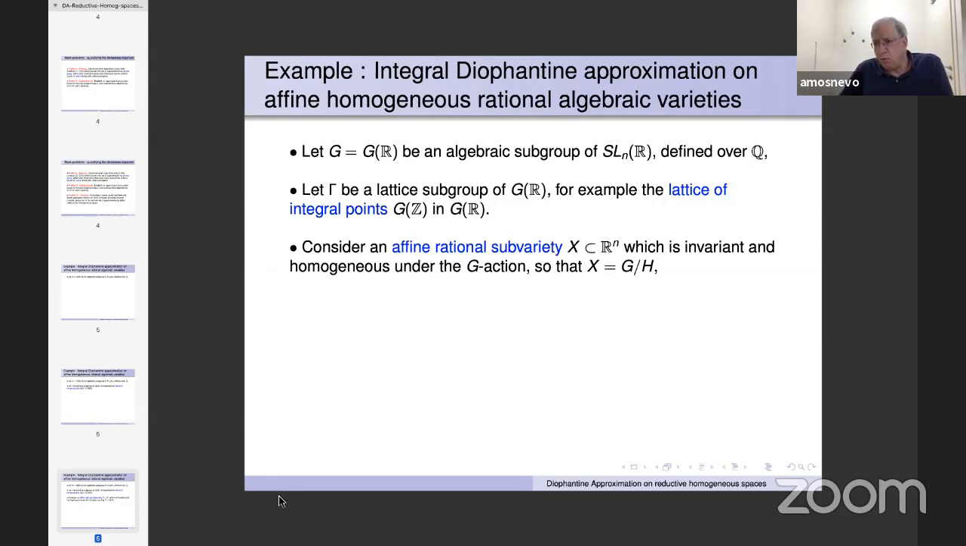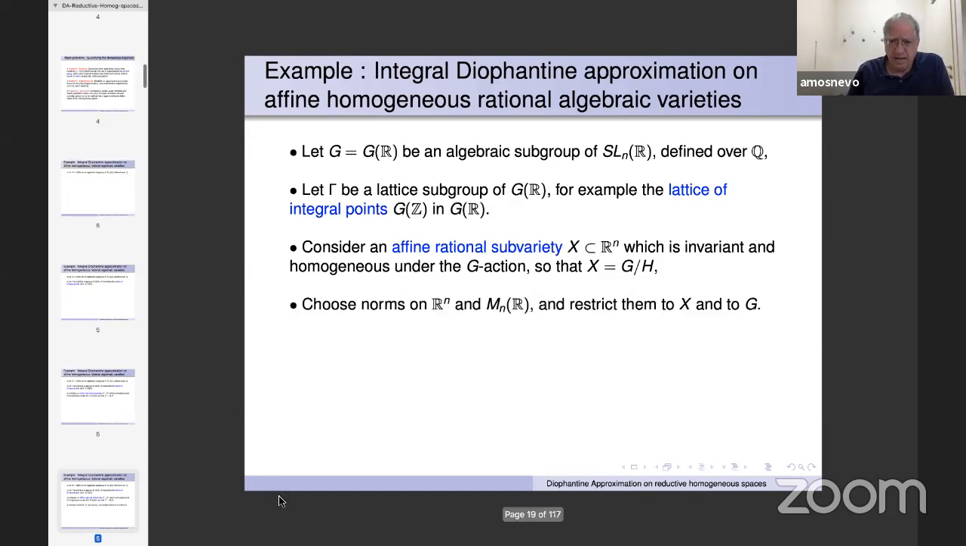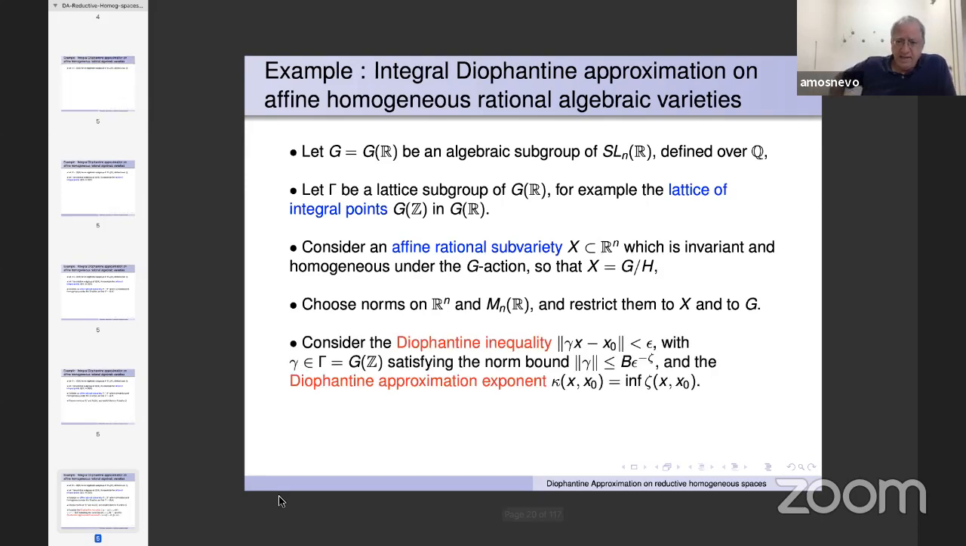Let's say G is unimodular, H is unimodular, both of them are non-compact. Now we choose norms on R^n and M_n(R) and restrict them to X and to G. So here we have our gauge and our metric, and they are the obvious choices. And then we consider the Diophantine inequality.